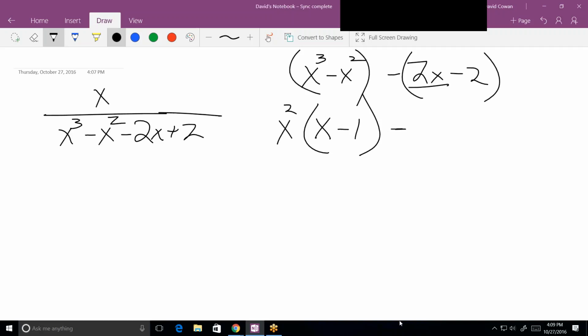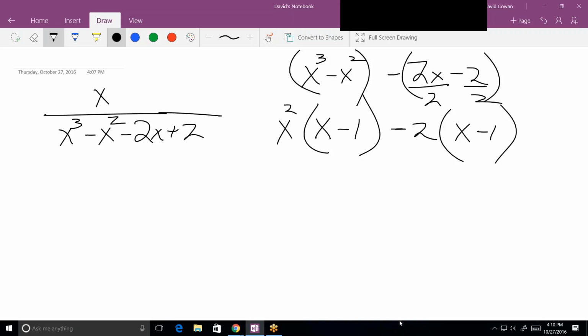In other words, this is what I'm going to do. I'm going to divide that term by 2 and that term by 2. That's what you do when you factor something out, is you divide the terms. And now I'm left with x minus 1. Now, I can factor this further.